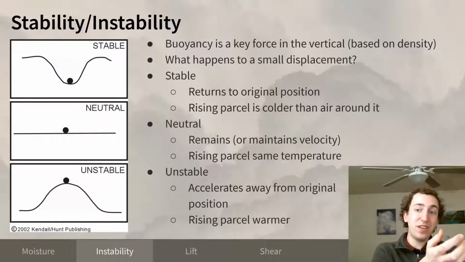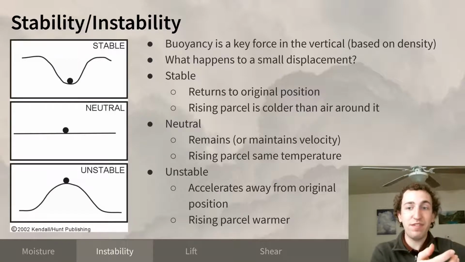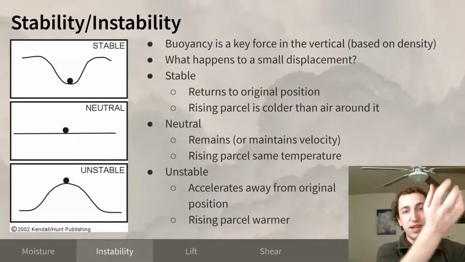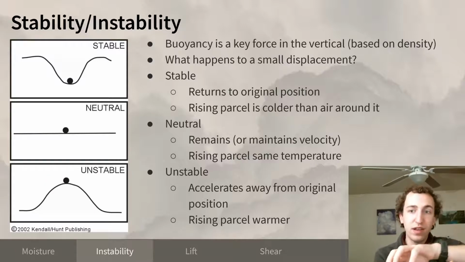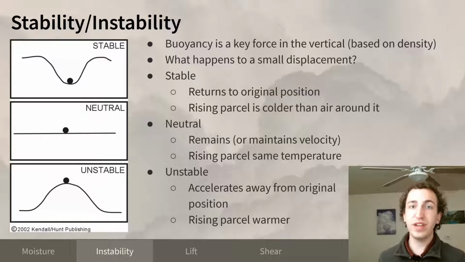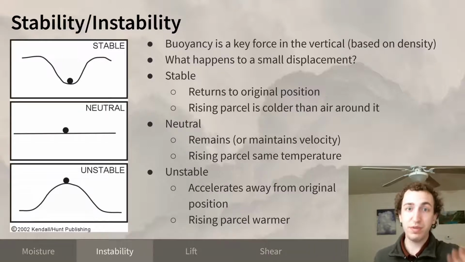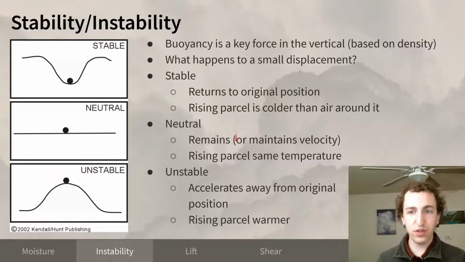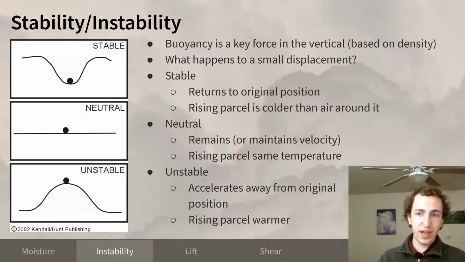The one thing to consider is that the flip side happens if it's a sinking parcel. If the sinking parcel is warmer than the air around it, that means it'll try rising back up to its original position. That's what we consider stable. It tends to return towards its original position. It can overshoot just because of the way the forces work, but it'll always at least oscillate back to its original position in a stable regime. Neutral, again, is the in-between case, remaining where it is.